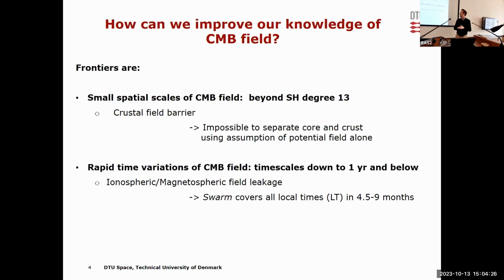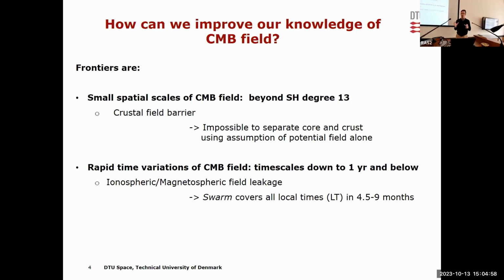So what can we do with satellite geomagnetism to try to progress our understanding of these things? Well, as I see it, there's really two frontiers here. So we could either try to go to higher spatial resolution to look at these features in more detail. So there we have a problem. The crust, the lithosphere is in the way. So just using a potential field approach alone without any additional information, we can't go further. And I'll come back to some ideas about how to get past that.